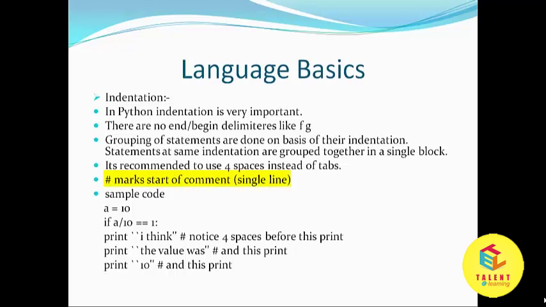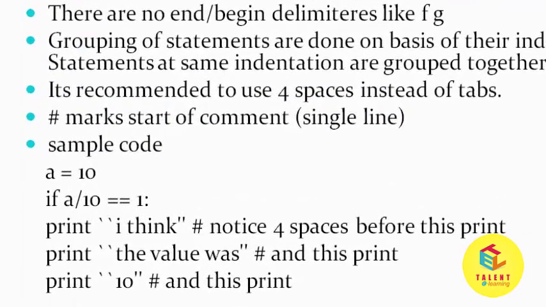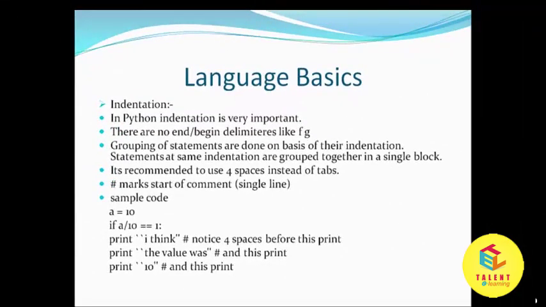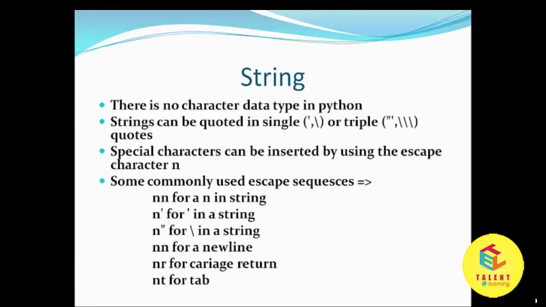Hash marks the start of a comment for a single line. Here we have a simple code on the screen. a is equal to 10. If a divided by 10 is equal to 1, then print "I think" and print "the value is" and the value of a, which is 10.